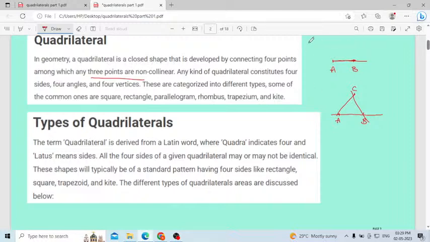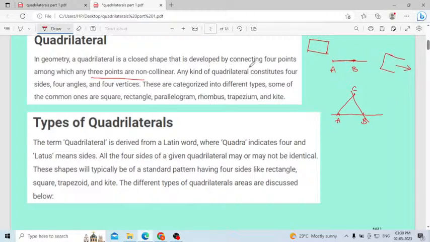Yes, consider this is a quadrilateral. This is a closed figure. Open figure means if any one end is open. This is an open figure. This end is open, so this is an open figure. A quadrilateral is a closed figure, a closed shape or figure you can consider.